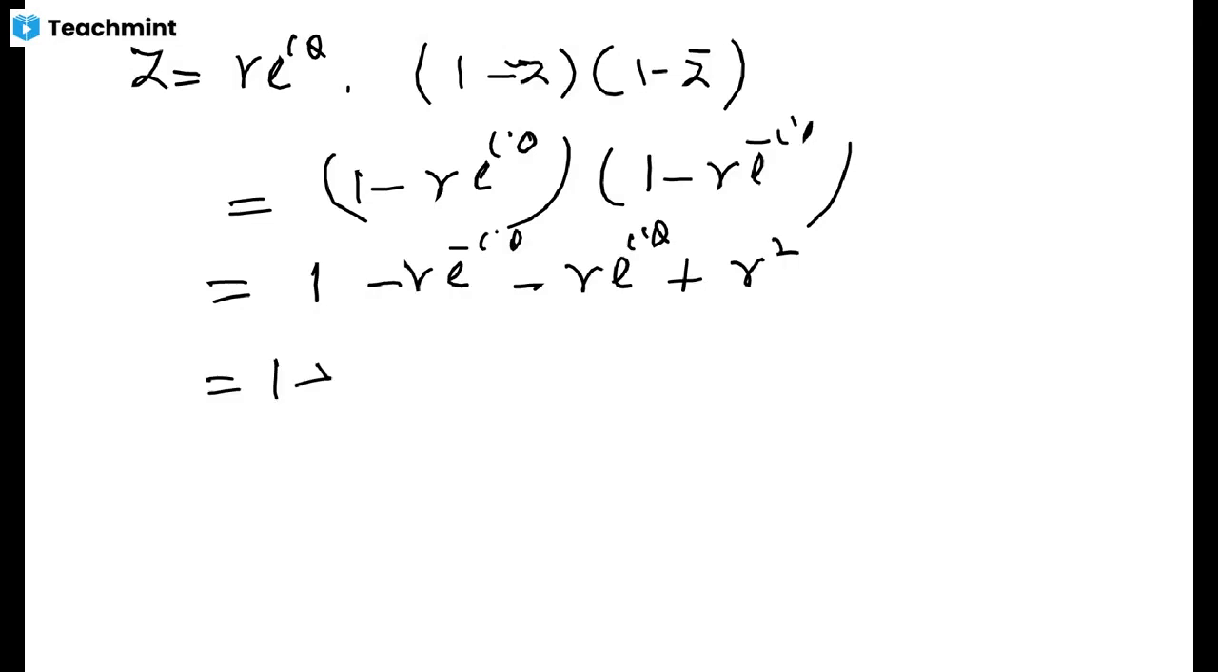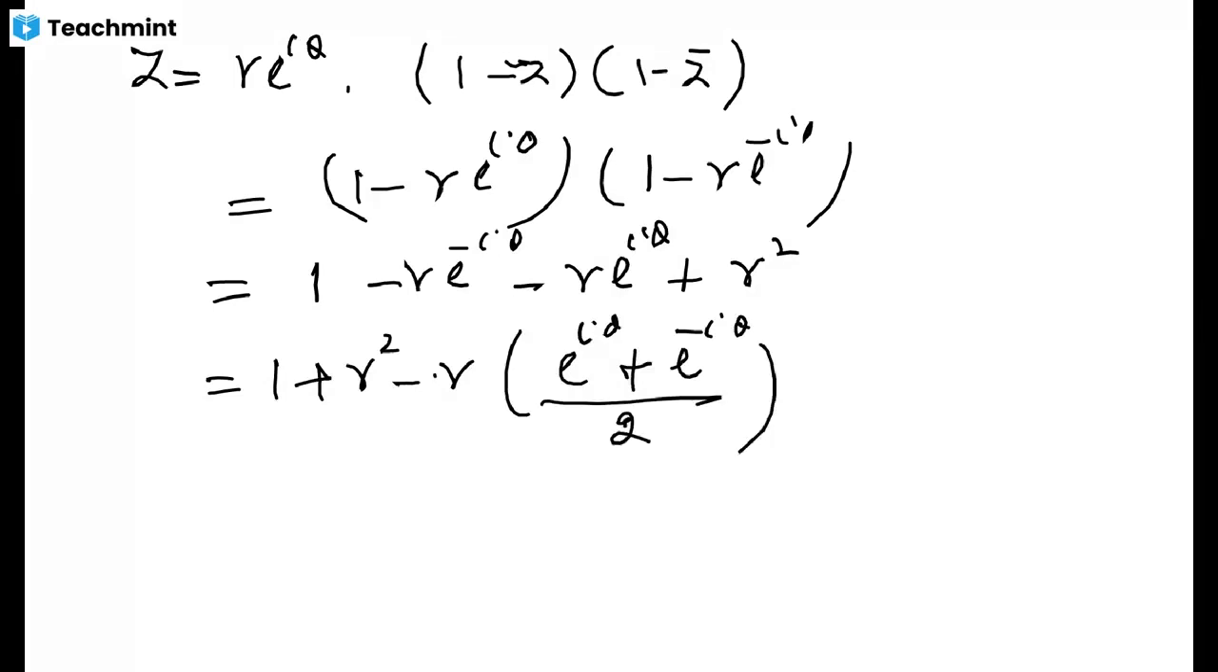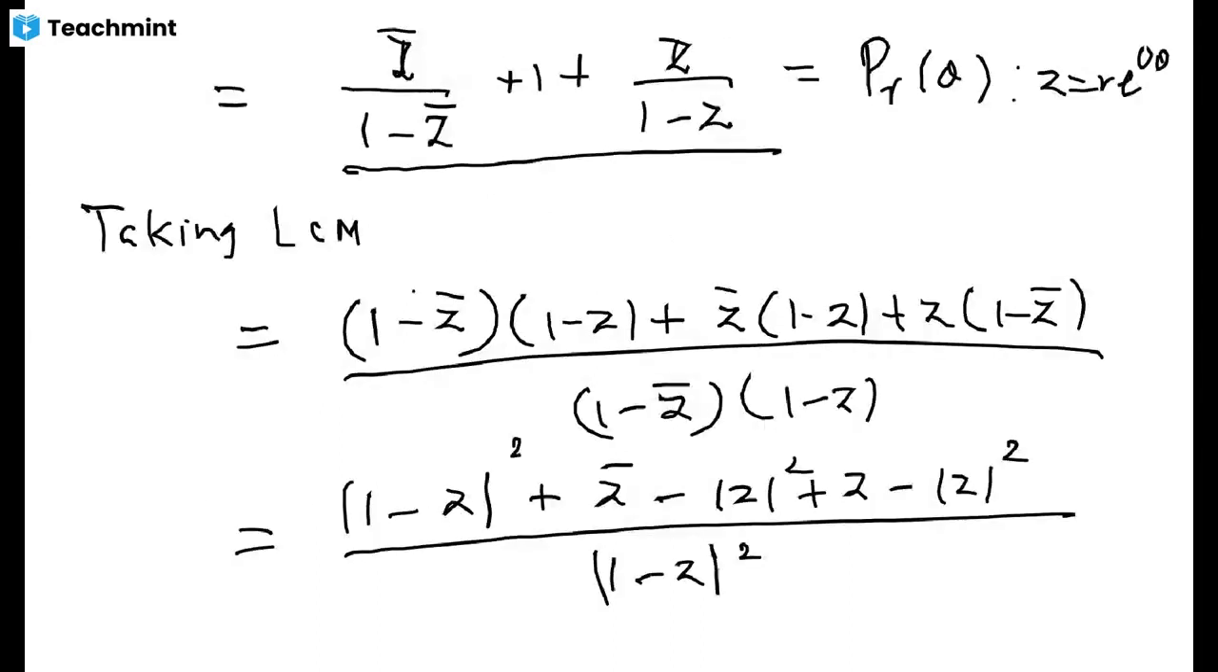You write 1 plus r square, and you may write it as minus r times e to the I theta plus e to the power minus I theta, and you divide it by 2 and multiply by 2, and then you see that what is in the bracket is cos theta. So it will be 1 plus r square minus 2r cos theta. So we have this number. Let us see what we get by substituting this in here.